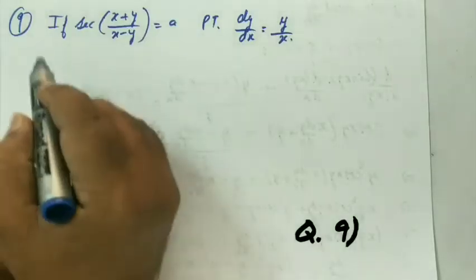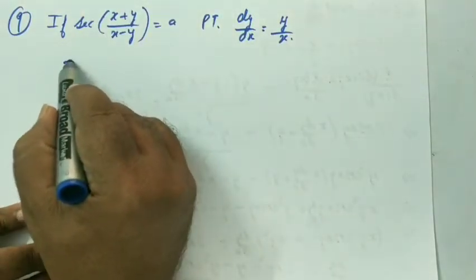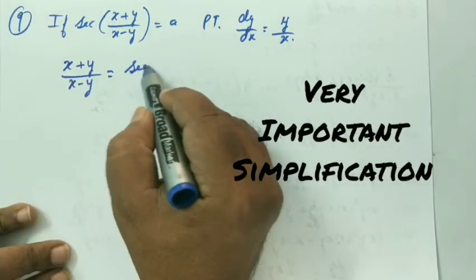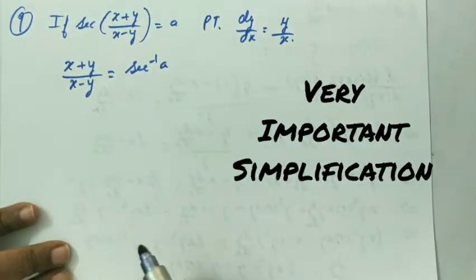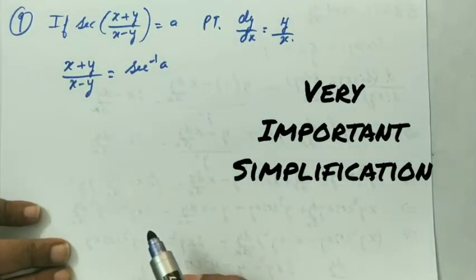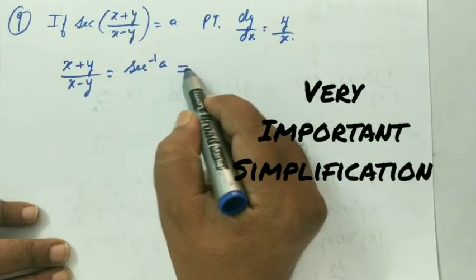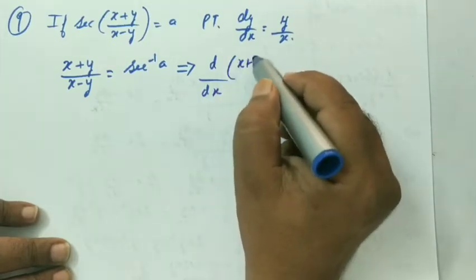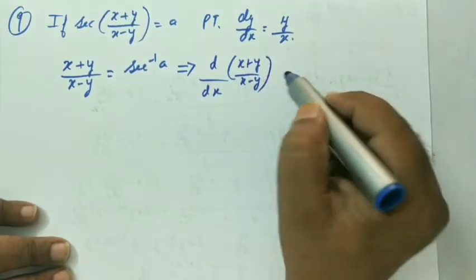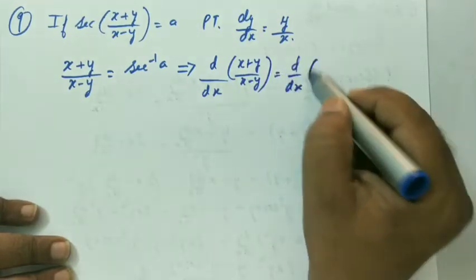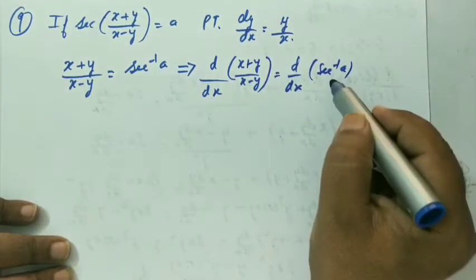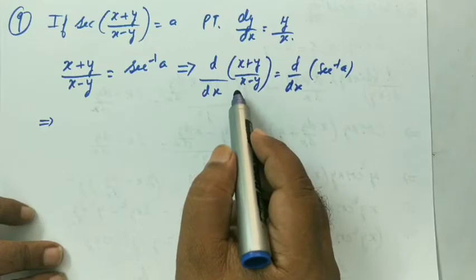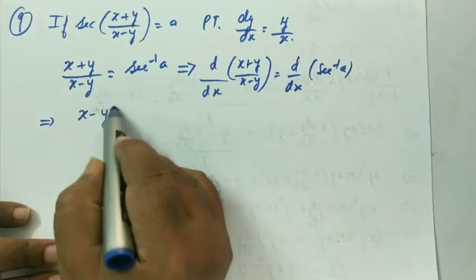This question is very important. I can write here x plus y by x minus y is equal to sec inverse a. Now this is constant. The starting is very important. And then we have to differentiate with respect to x. And since it's a constant, it will be 0. So here what we can do is, I'm going to use the quotient rule.